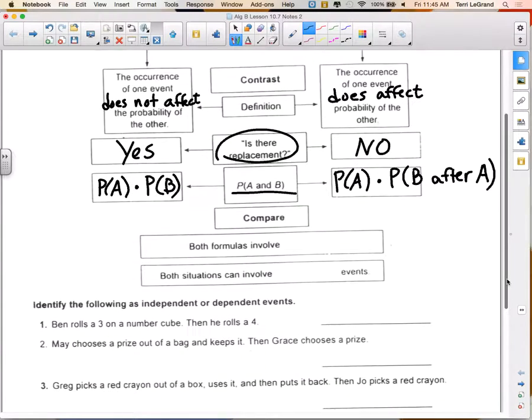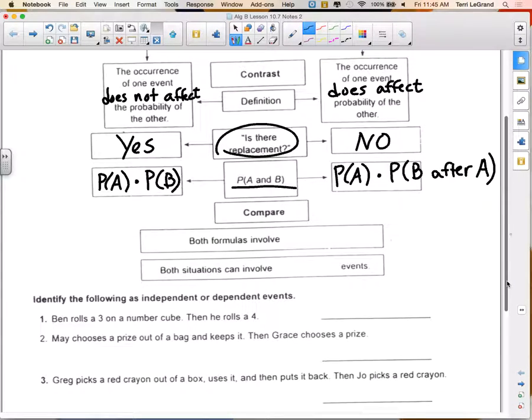Okay, so those are their differences, right? That seems to be what their differences are. Now, I'm guessing here, when they say compare, it says both formulas involved. How are they alike? They both involve probability. Yeah, but that's what we're finding. We're working with probability. But what do they both have? What operations do they both have?